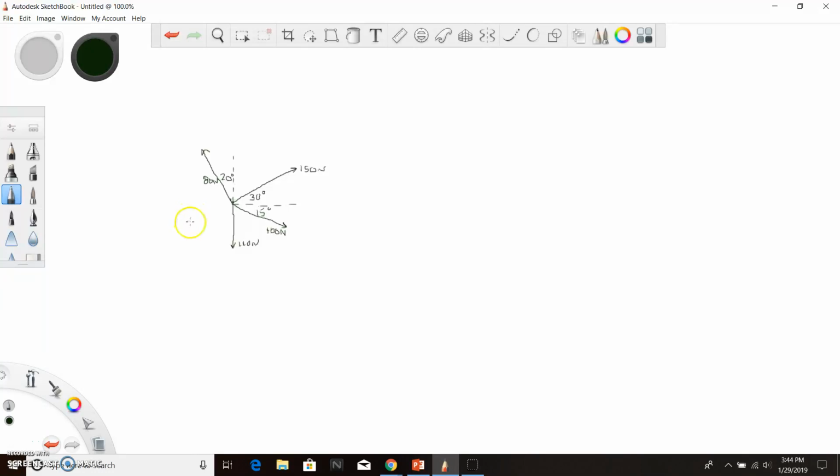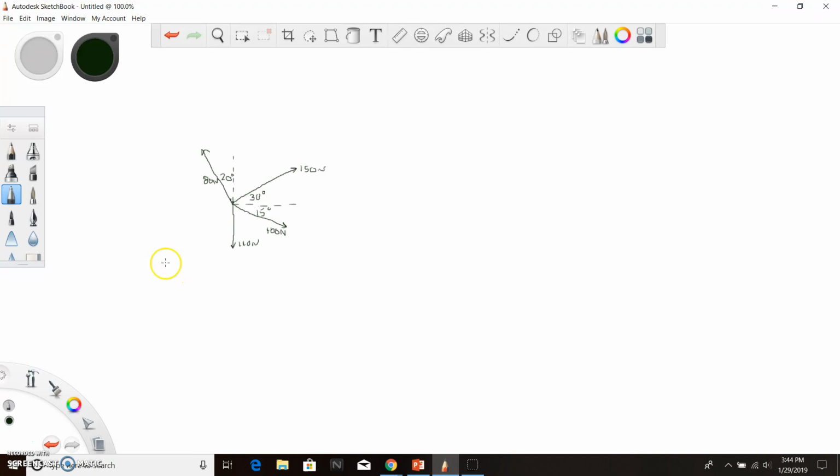So here is our problem. This problem, again, is problem 2.3. We've got four forces acting on bolt A, and we want to determine the resultant on the bolt. So once we add all these together, we want to know what the overall force is.